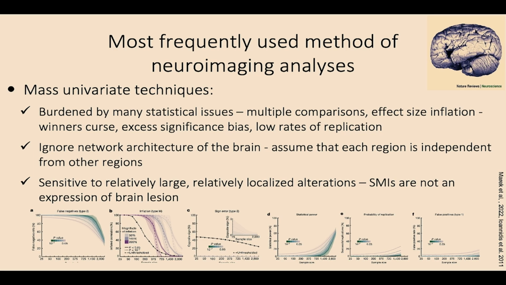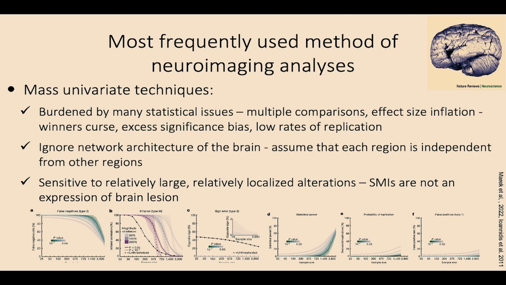These types of analysis are burdened by many statistical issues. They involve multiple comparisons that lead to effect size inflation, the winner's curse. We also see a major excess significance bias in the literature, and so on and so forth. Even more importantly, this way of analysis ignores the network architecture of the brain. We're assuming that each region is independent from other regions, which is certainly not true.